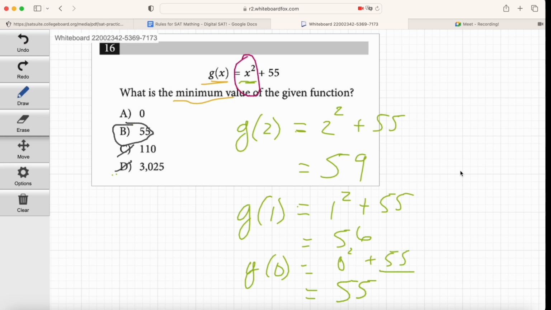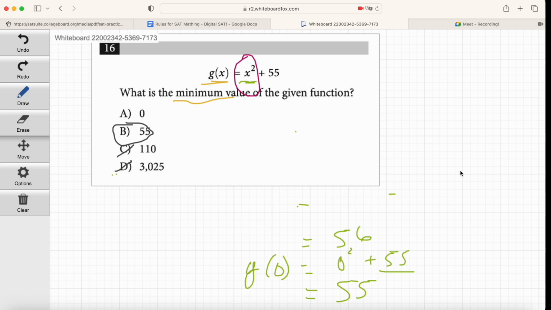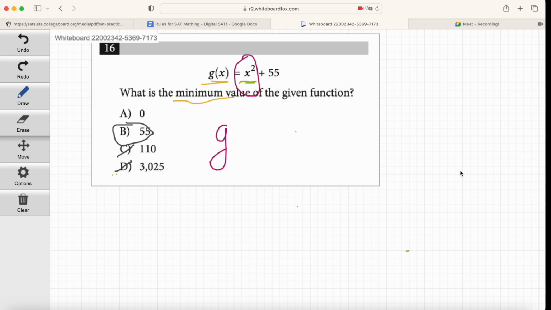Let's plug in a negative 2. I just want to show you what happens if we were to plug in a negative value for x. So if we find g of negative 2, that would be negative 2 squared plus 55. What's negative 2 squared equal? I would punch that into your calculator, and be careful with parentheses. That's not a bad way to do it.